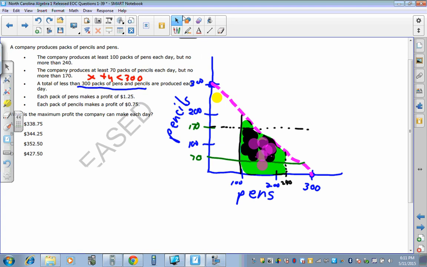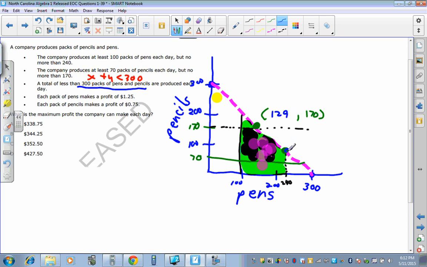Okay, I know that my maximum profit is going to be where we have corners. So that's a possible solution. The other possible solution is right there. That was 170 pencils, which was the Y number. They can produce no more than 300, so 170 plus 130 would make 300, so the most number of pens they could make would be 129 packs. That adds up to 299.